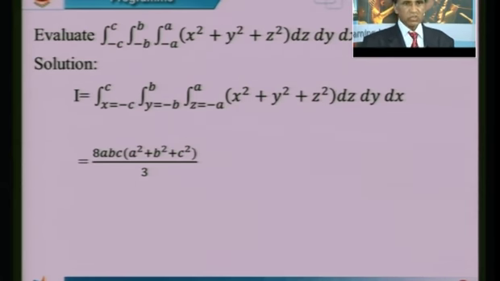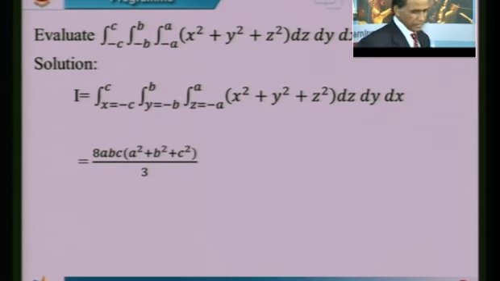Now, let me solve the triple integral problem in the case of constant limits, that is, particular constants, then arbitrary constants. As I told you, then we will try to understand the limits as variables.